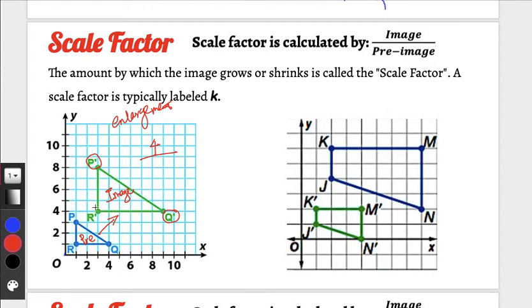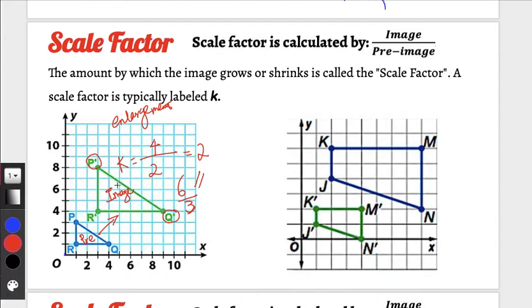pre-image. I'm going to use P prime R prime over PR in the original one, which is 1, 2. 4 over 2 equals 2. So that means the scale factor is 2, meaning the picture is enlarged by 2 times, right? Some students might say, can I use RQ? Yes, of course. Let's use this one to prove this is correct. R prime Q prime is 1, 2, 3, 4, 5, 6, and RQ is 1, 2, 3, so 6 over 3. You will get exactly the same thing, which is 2. No matter which side you use, you will definitely get the same answer.